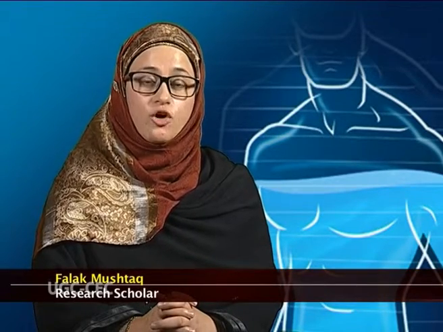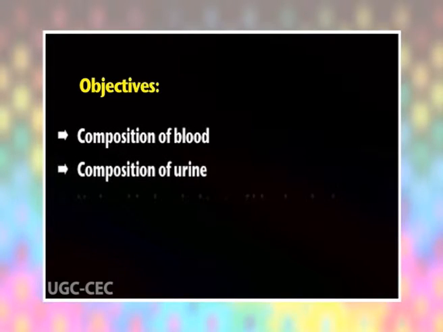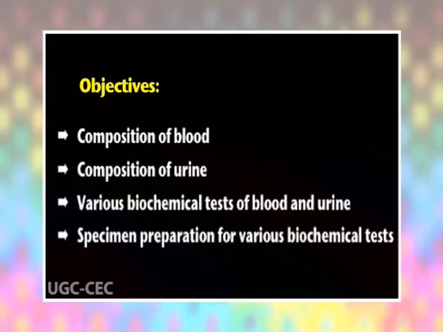Today we are going to discuss biochemical analysis of body fluids. Today we'll discuss blood and urine, specimen collection and processing. The main objectives of today's lecture are to know the composition of blood, to know the composition of urine, knowledge about various biochemical tests of blood and urine, and specimen preparation for various biochemical tests.